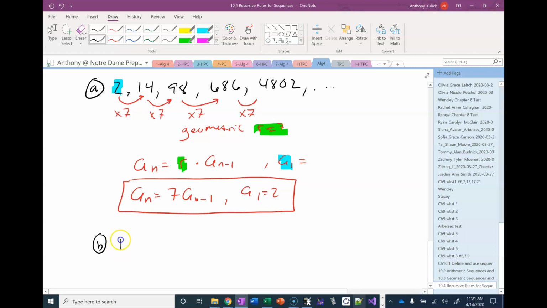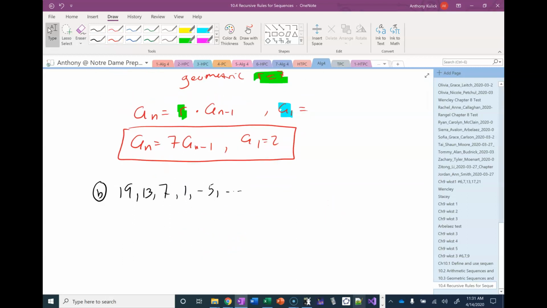Let's say that we have this sequence. Again, the first thing I'm going to do is check to see if it's arithmetic or geometric. Right now, it looks like it's arithmetic to me. We're just adding -6 each time. So because we're adding -6, we know the d is equal to -6.